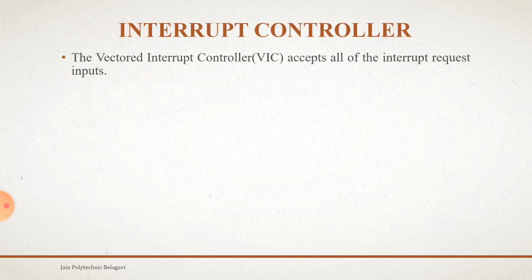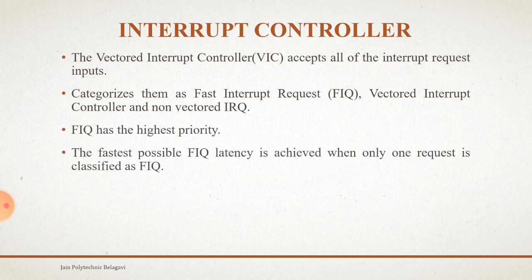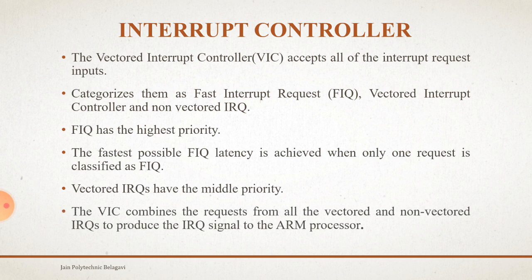Interrupt controller. The vectored interrupt controller, VIC, accepts all of the interrupt request inputs. Then it categorizes them as fast interrupt request FIQ, vector interrupt request and non-vectored IRQ. FIQ has the highest priority. The fastest possible FIQ latency is achieved when only one request is classified as FIQ. Then vectored IRQs, that is vectored interrupt requests, have middle priority.